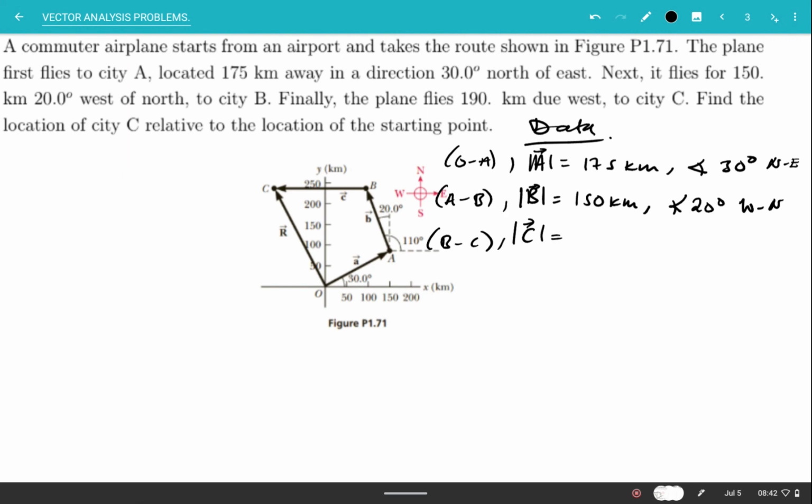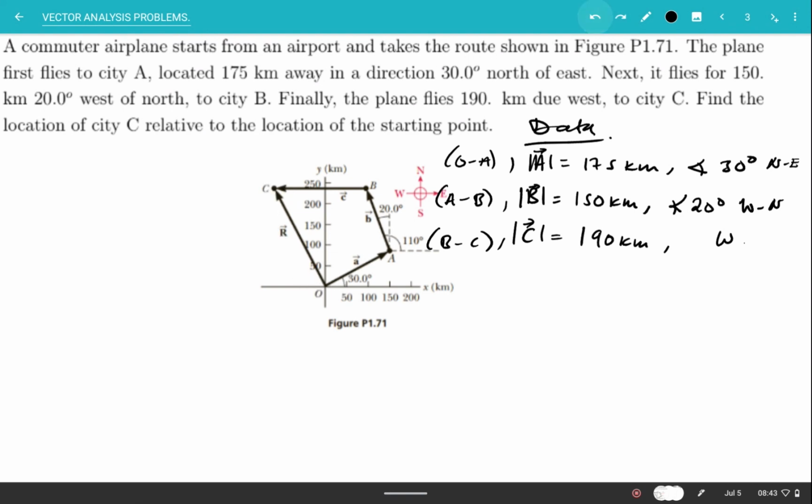So they're saying that it flies 190, so the magnitude is 190 kilometers, and it's due west, just due west. So this is just west. Now saying find the location of city C relative to the location of the starting point. So we want to find the size of this vector right here.